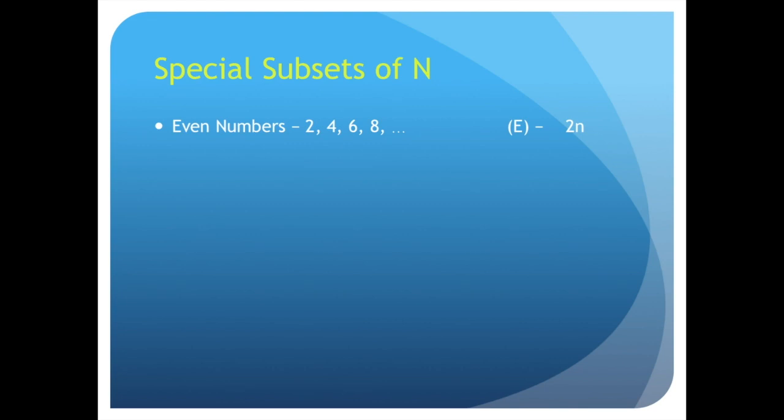For example, we want to find the fourth even number. So we write 4 in place of n. So the fourth even number is 2 into 4, which is 8. From the series also you can see the fourth even number is 8.